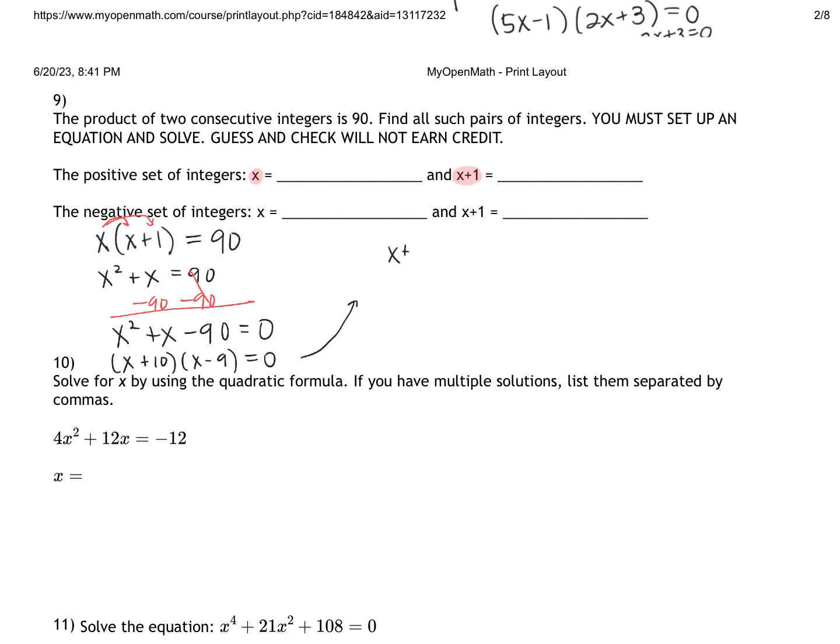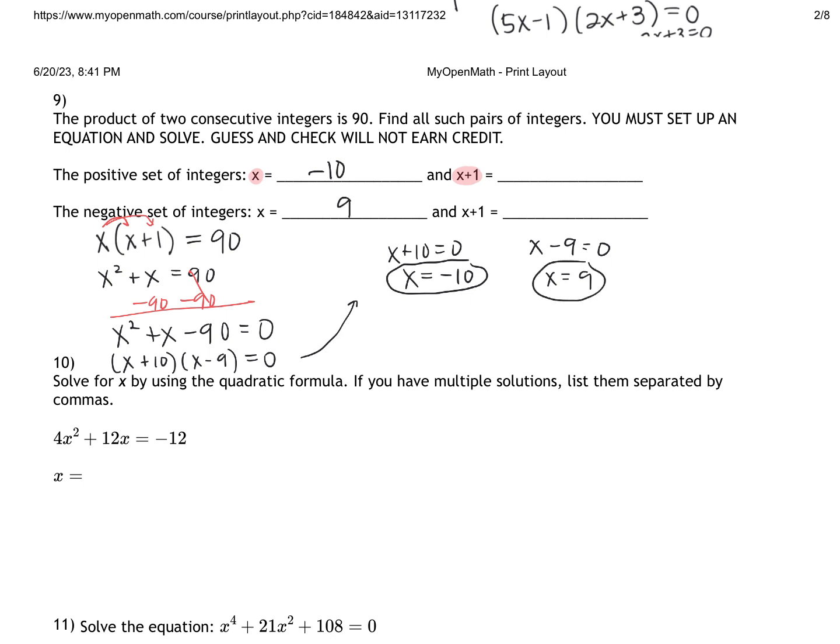So that means x plus 10 equals 0, which means x equals -10. Or x minus 9 equals 0, so x is 9. So each of these is your first integer, and then your second integer would be when you add 1. So x equals -10, and x equals 9.